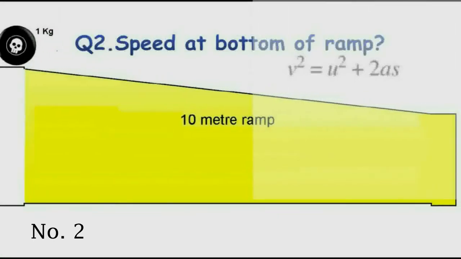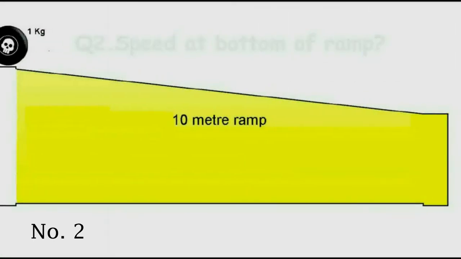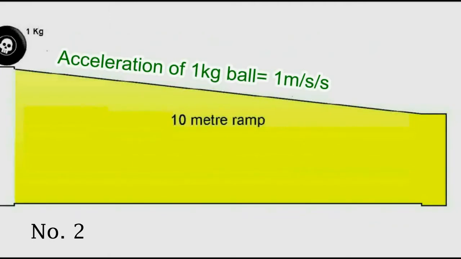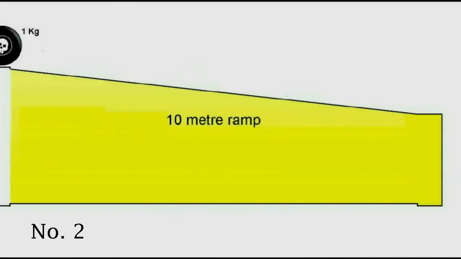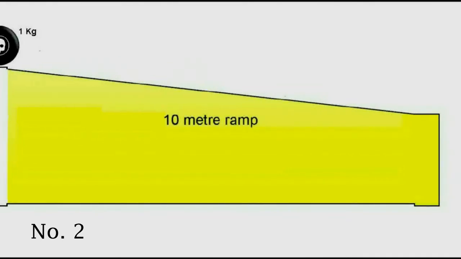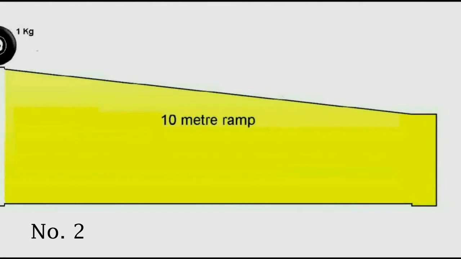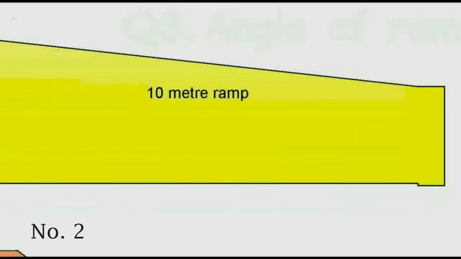Once the ball is in motion, it's going to accelerate down this slope. And question 2 is, what is going to be the final speed at the bottom of the ramp? Now, you've got a few things. You've got acceleration, you've got initial speed, and you've also got distance of 10 meters. So you should be able to find what v is, v being the final velocity.